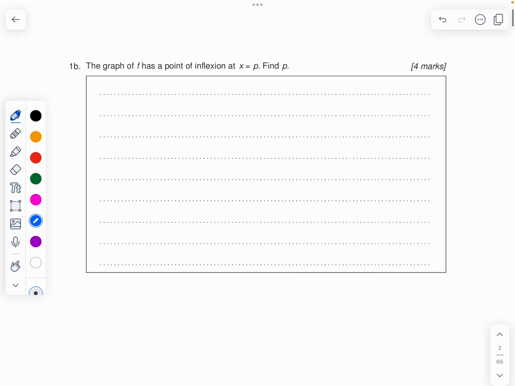Question number 2. The graph of f has an inflection point at x equals p. What does inflection point mean? The second derivative should be equal to 0. So the second derivative, 6x plus 18, should be equal to 0. This gives me the x value as p. So p should be equal to negative 3. That's going to be the answer.